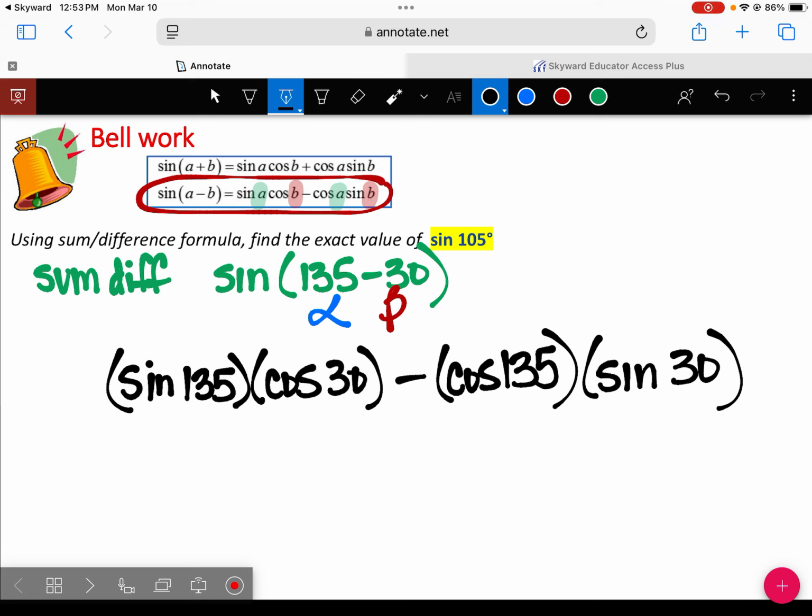And again, when you see this on the test or on the skills check, as long as it either adds to give you 105 or subtracts to give you 105. So now we need to go to our unit circle and find these four values.